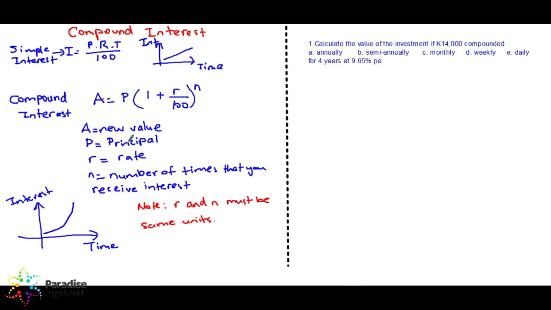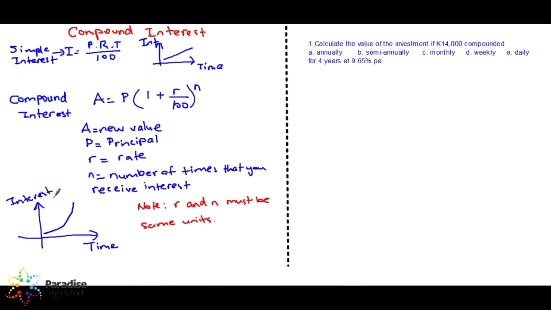P is the amount that you invested, R is the rate, and N is the number of times that you receive interest. It's very important because students make a lot of mistakes here. They think that N is the time. N is not the time. N is the number of times that you receive interest. The important thing is that R and N must be in the same unit. If R is yearly, N has to be in terms of years. If R is monthly, then you calculate how many times you receive interest in terms of months.